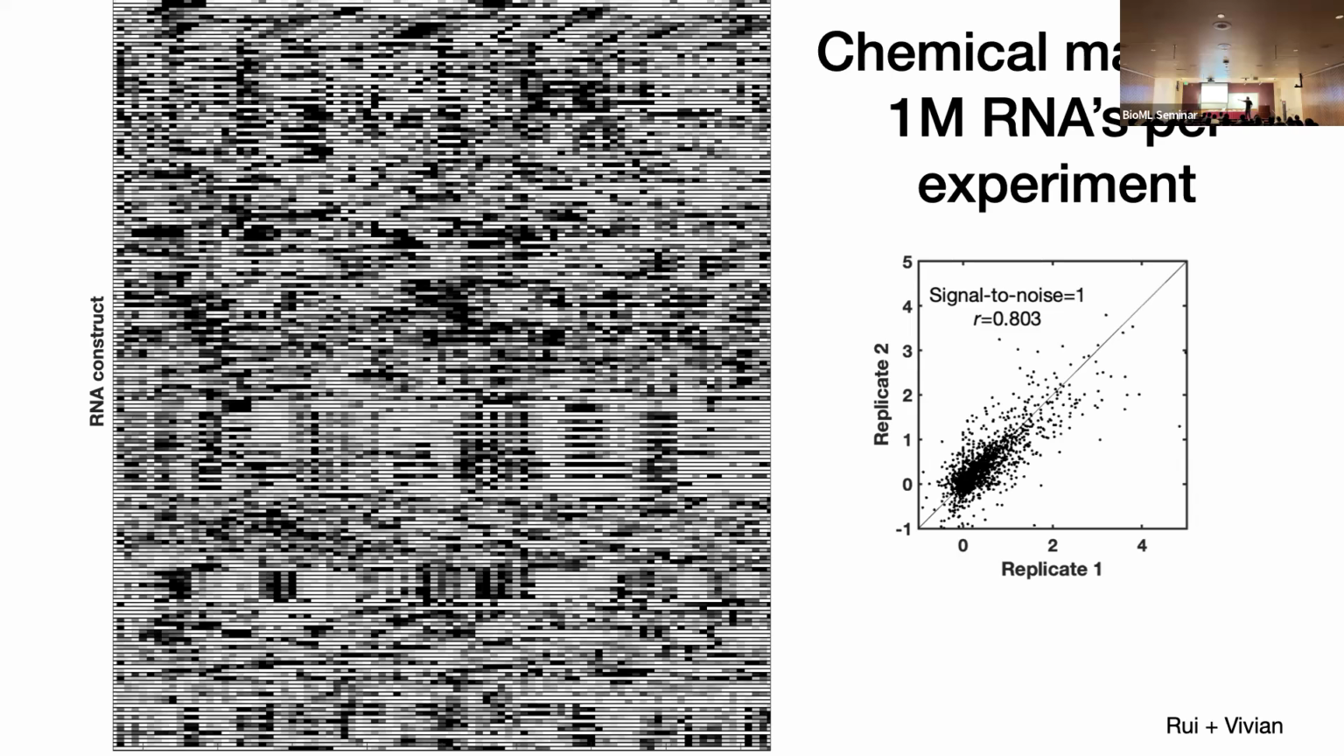And then we figured out how to get these kinds of data like I'm showing on the left. Each row there is a chemical mapping profile for a distinct RNA sequence, and black shows you the parts of the RNA that are exposed, and white is the parts that are protected. And the data are really replicable.